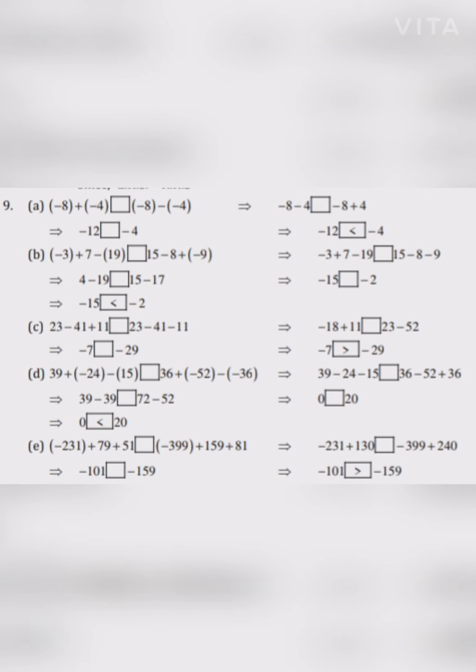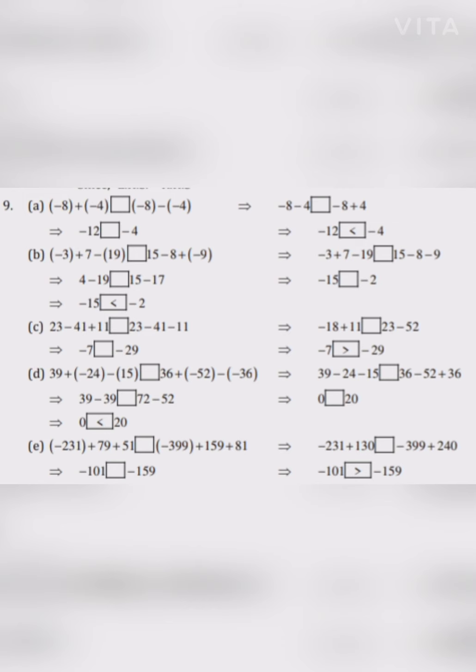Minus 231 plus 79 plus 51 box minus 399 plus 115 plus 81. Minus 231 plus 130 box minus 399 plus 240. Minus 101 box minus 500 minus 159. Minus 101 is greater than minus 509.